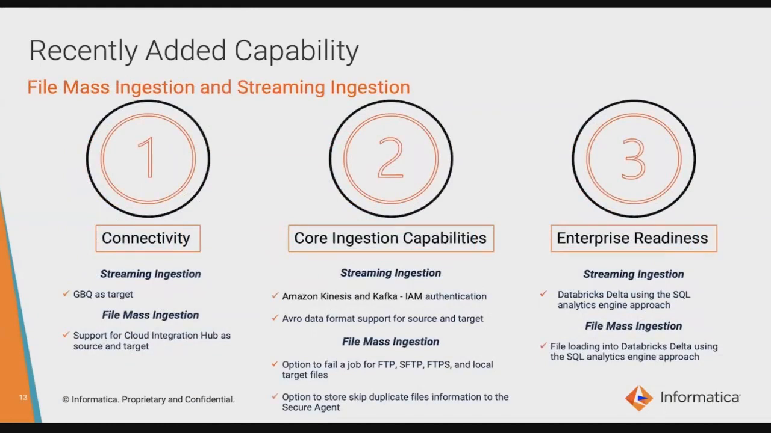For streaming, Google BigQuery is introduced as a new target from the connectivity point of view. Core ingestion capability for streaming included new authentication mechanisms for Amazon Kinesis and Kafka. In addition to that, Avro data format support for source and target has also been introduced. And streaming ingestion enterprise readiness features include Databricks Delta using the SQL Analytics Engine approach, which means while connecting to Databricks, you simply need to provide the access URL to connect instead of filling a huge list of details.